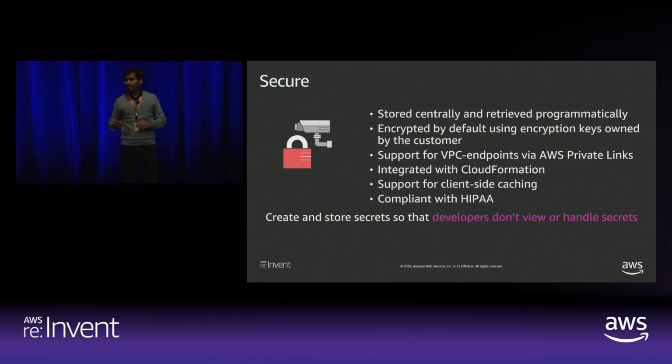Once encrypted, you can retrieve these secrets either through a publicly accessible endpoint or through a VPC endpoint that's specific to only your organization. Secrets Manager also provides client-side caching libraries, so you can cache your secrets locally and securely so that you're not impacted by transient network issues and things like that. The service is compliant with HIPAA, and I'm happy to announce as of today, the service is also compliant with PCI and ISO.